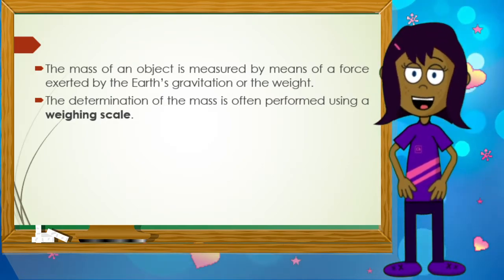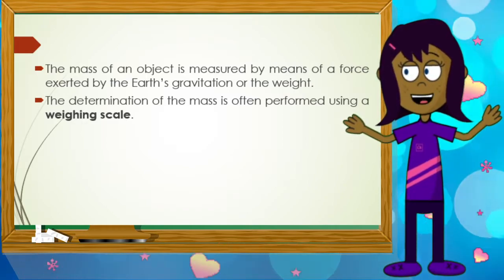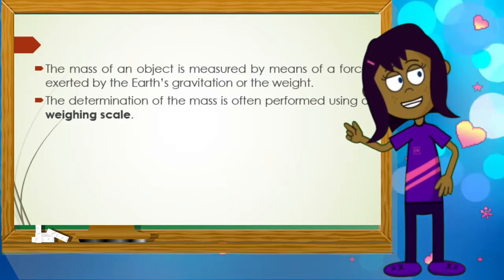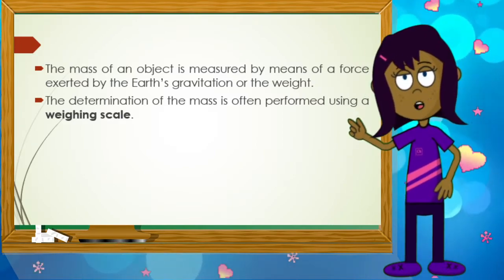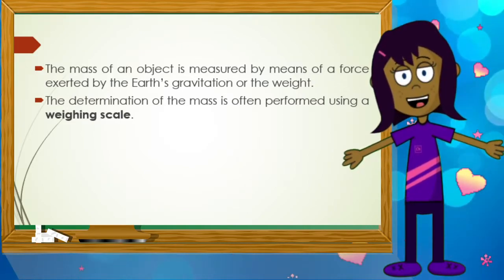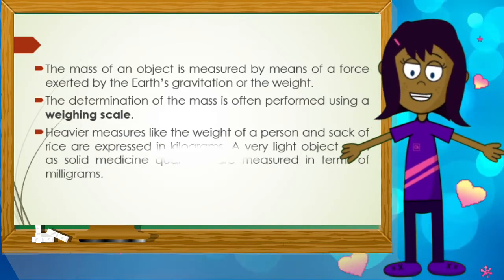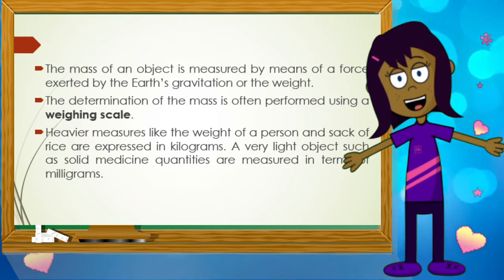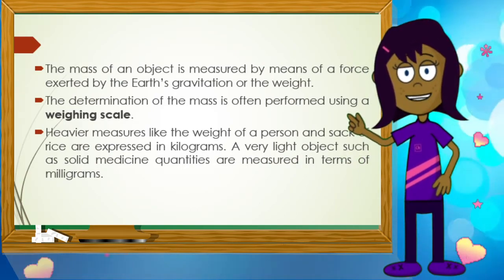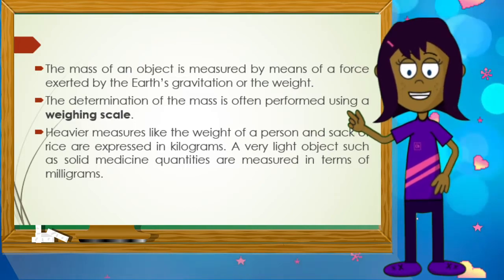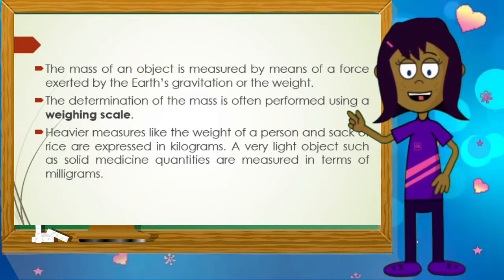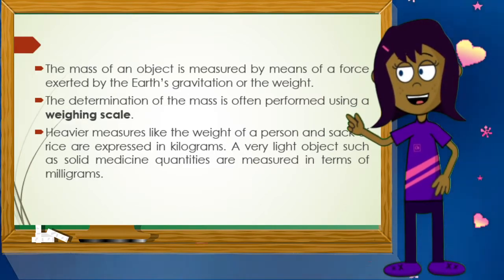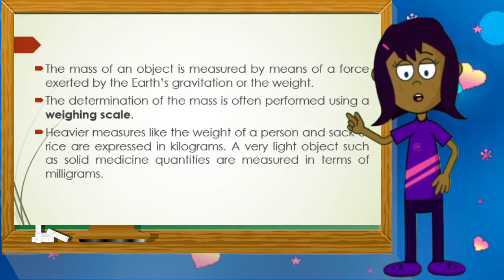When you say weighing scale, guys, it has, of course, a lot of variations. You have a weighing scale that is for heavy objects. You also have a weighing scale intended for small objects, especially in the kitchen, to determine, of course, again, accuracy and precision in your measurement. Heavier measures like the weight of a person and a sack of rice are expressed in kilograms. On the other hand, a very light object such as solid medicine, quantities are measured in terms of milligrams.